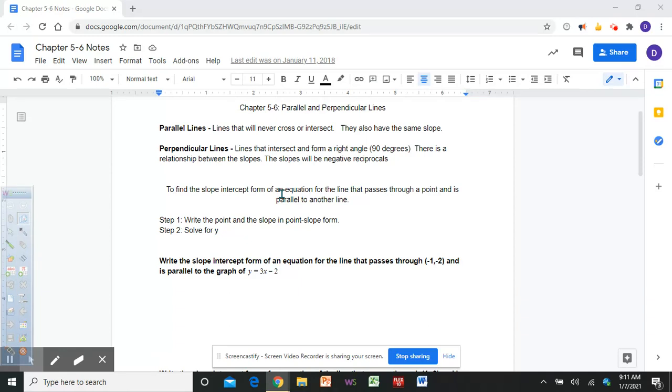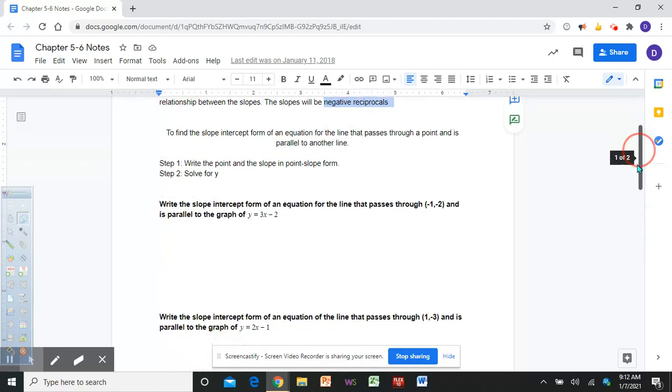So a parallel line is a line that never crosses the other line. They have the exact same slope. That right there is very important for what we're going to be doing. Okay? A perpendicular line is lines that intersect and form a 90-degree angle. Their slopes are negative reciprocals, and we will talk about that when we get to perpendicular lines. So we're going to start with parallel lines.